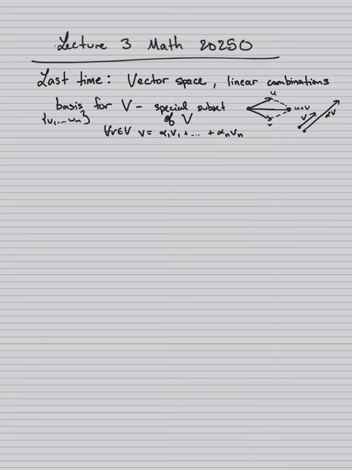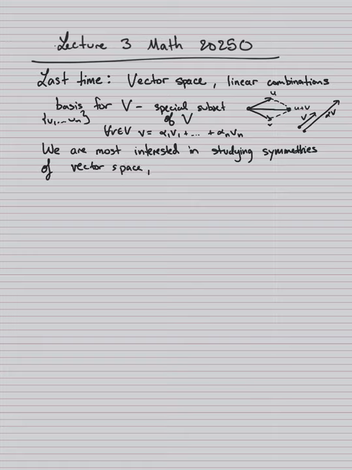Okay, so now we're going to get really more into the heart of the class. Vector spaces are obviously an important part of the class, but what we really want to study is not just vector spaces on their own, but rather their symmetries. So we are most interested in studying the symmetries of a vector space, rather than the vector space itself. Okay, so why is this?